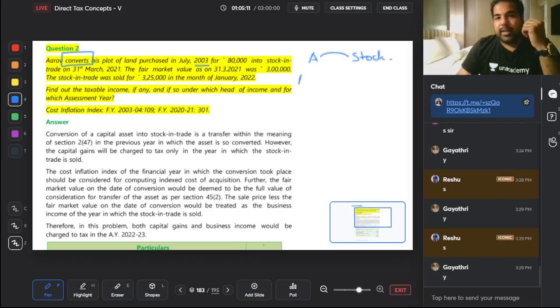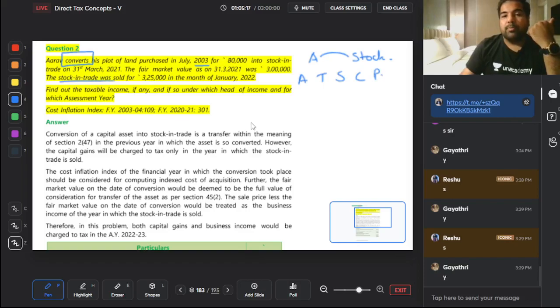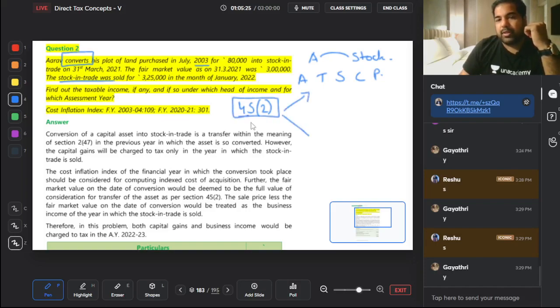So is this a capital gain? Yes, this is a capital gain, but it will be taxed only when the stock is finally sold, and this will be under section 45(2). 45(2) says that there will be two calculations. One is capital gains and one is PGBP. First, let's do capital gains. Is there an asset?